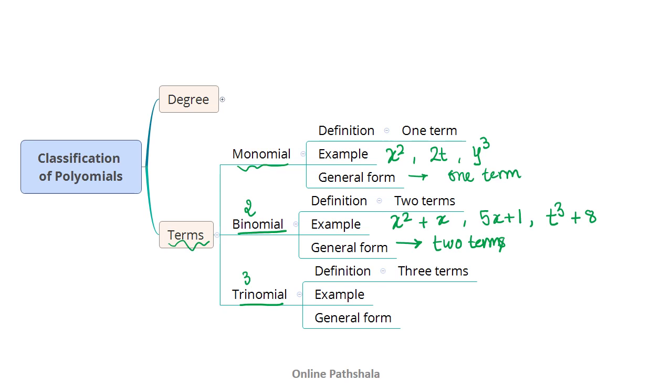When we look at the trinomial, tri means three, so any polynomial that has three terms is known as a trinomial. If you look at the examples, these are all polynomials that will have three terms. So x cubed plus x plus 5 is an example of a trinomial. t cubed plus t square plus t is a trinomial, and you could think of more examples on your own. In general, you will just look out for three terms in the polynomial.